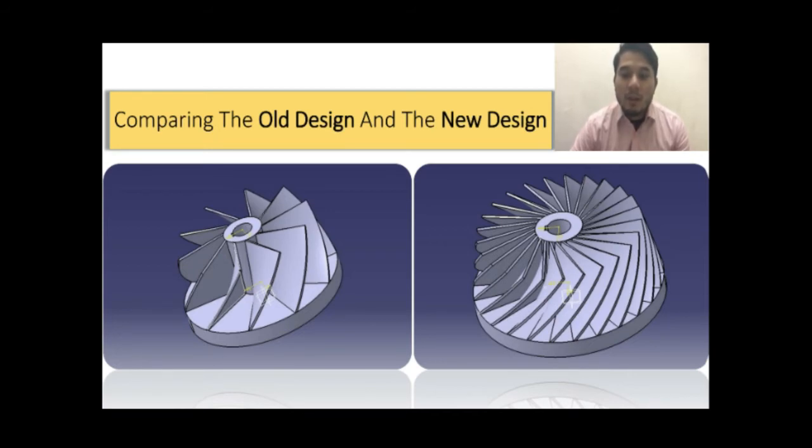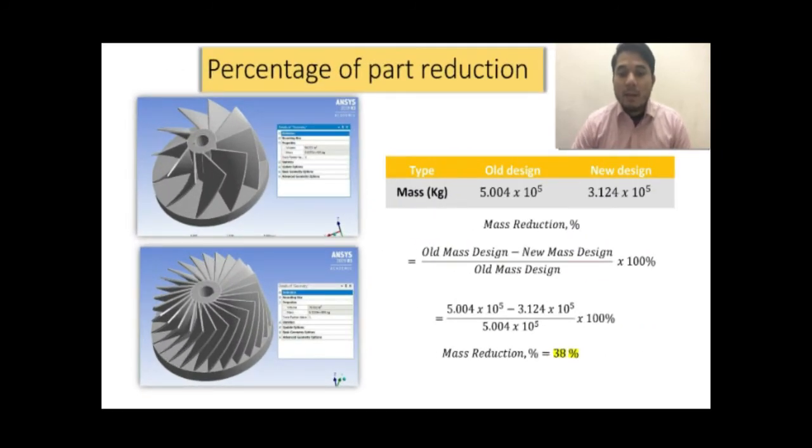This design used 10 number of blades, while the right diagram is the new design propeller with 25 number of blades. This new design is to improve the performance of the turbine propeller, where more blades are used. Next, we go to the percentage of part reduction.